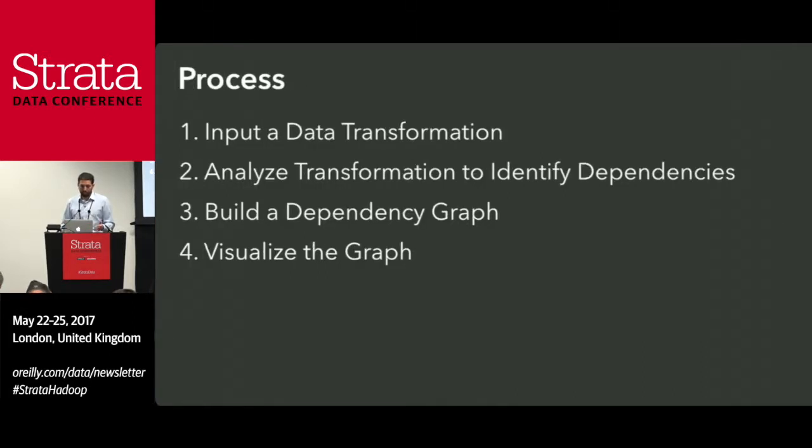To do this, it's really just four steps. We're going to start with a data transformation. This is taking the raw data and transforming it to produce the metrics I just described. We're then going to take the entire set of transformation steps and try to identify dependencies at the column or attribute level. Based on these dependencies, we'll build the dependency graph, and then finally we'll get into the interactive visualizations on top of that graph.